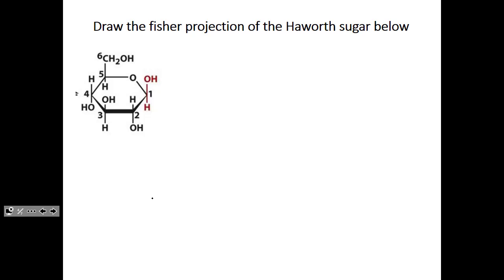Now let's go backwards and draw the Fischer projection of the Haworth sugar shown below. All right, so the same types of steps. The first thing you probably want to do is count the total number of carbons, so you can make your backbone of your Fischer projection.